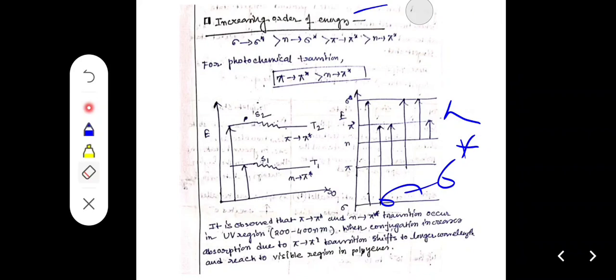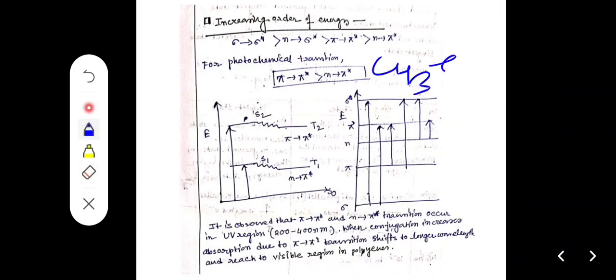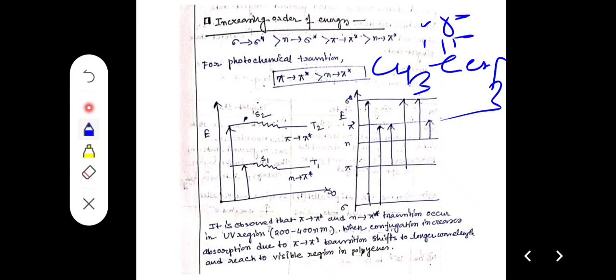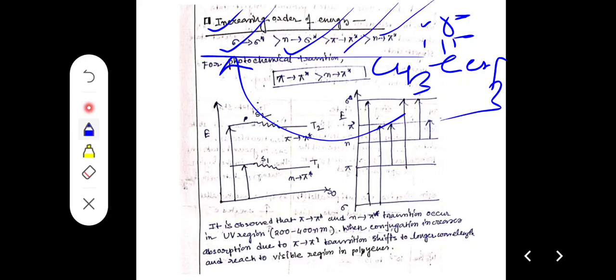Now we consider, suppose CH3 CO CH3, that means acetone. There the oxygen has a lone pair, so non-bonding electrons are present. So sigma to sigma star is possible, n to sigma star possible, pi to pi star possible, and n to pi star possible. And in this case, we can derive this equation.